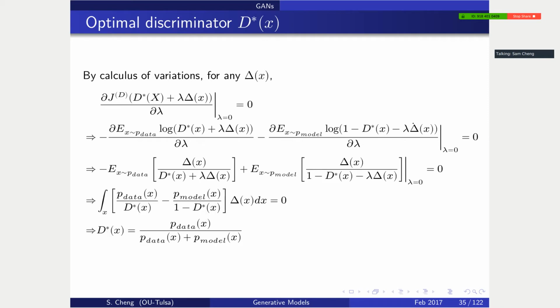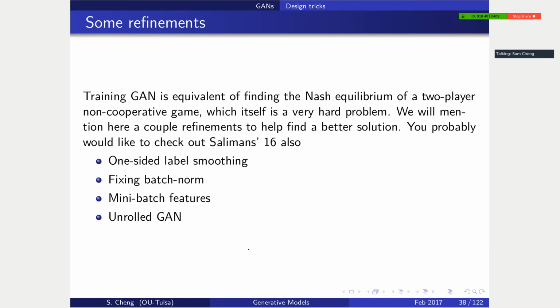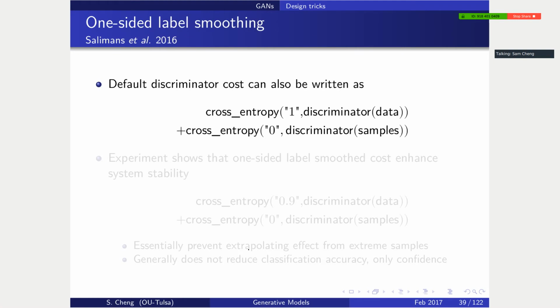More precisely, let's say D star is our optimum. Then we change D star by adding some arbitrary function, but this function is scaled by this lambda, which is supposed to be small. For any arbitrary delta, the derivative here should be equal to 0. Then we can derive that, and ultimately we get D star equal to this. Then we also mentioned a couple of refinements.